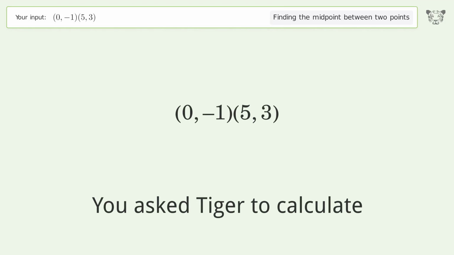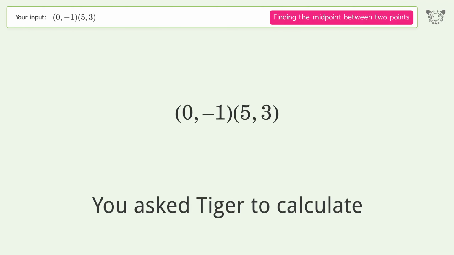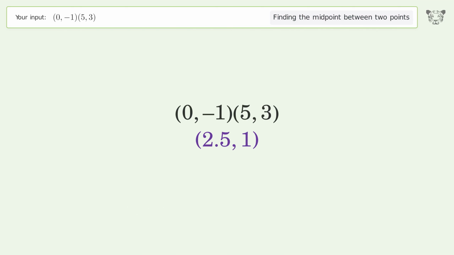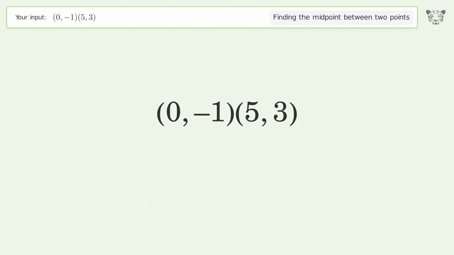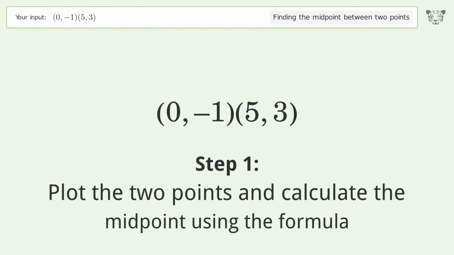You ask Tiger to calculate. This deals with finding the midpoint between 2 points. The midpoint between the 2 points is (2, 1). Let's solve it step by step. Plot the 2 points and calculate the midpoint using the formula.